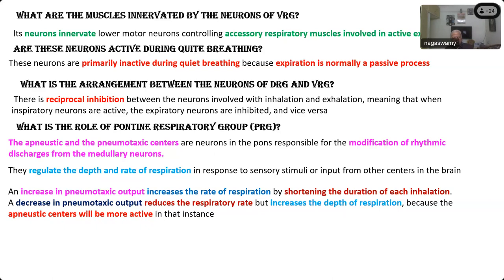What do you call an increase in the rate of respiration? Tachypnea. What do you call an increase in the depth of respiration? Hyperpnea. What is hyperventilation? You said tachypnea is an increase in rate, hyperpnea an increase in depth. What do you mean by hyperventilation? We use it for both an increase in the rate and the depth. Yes, sir. Both increase in rate and depth? Yes, sir.